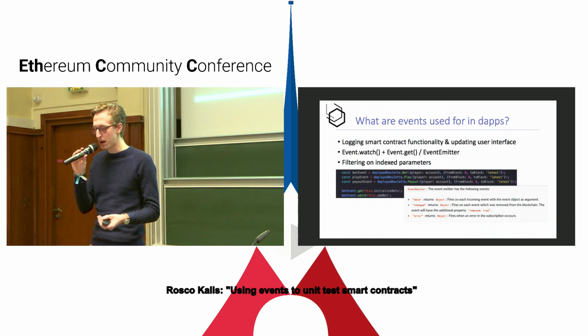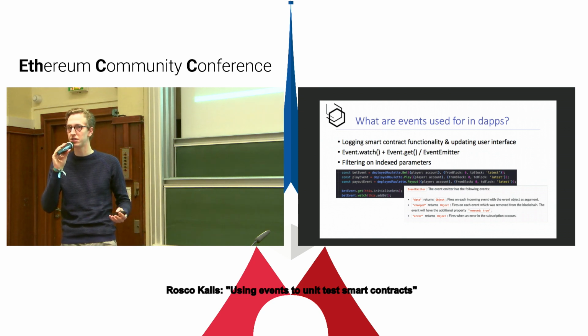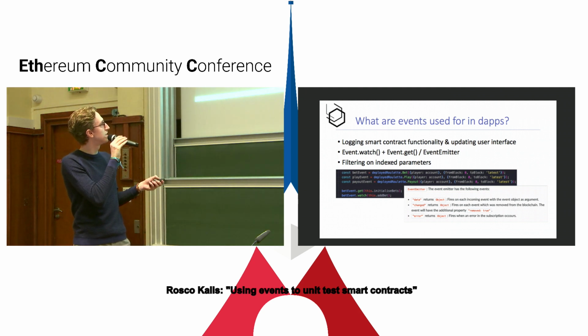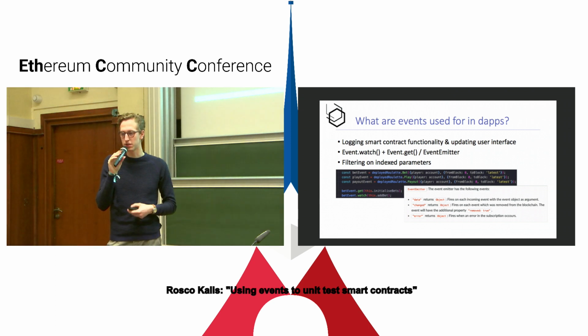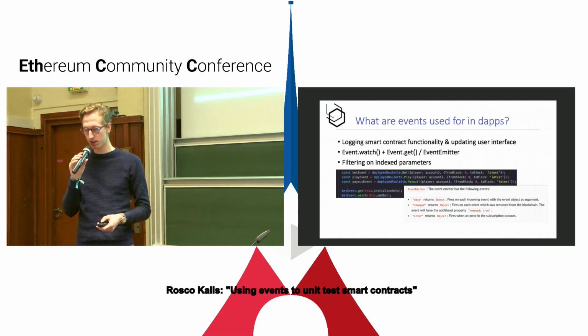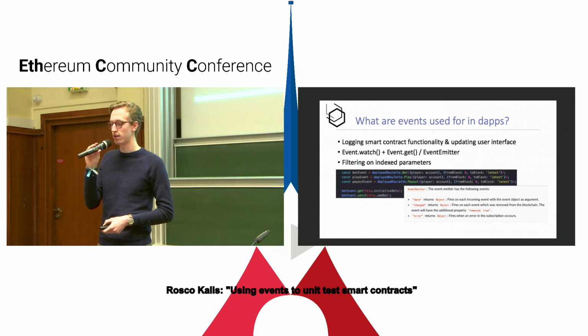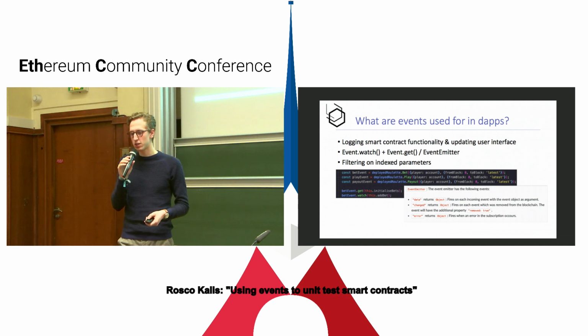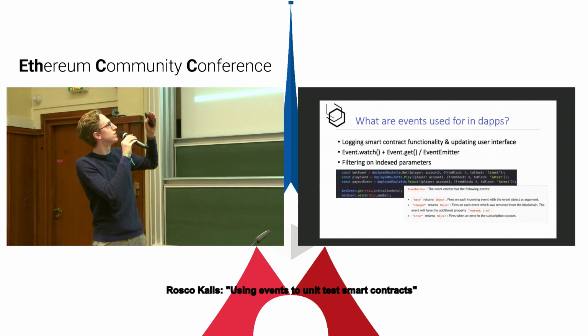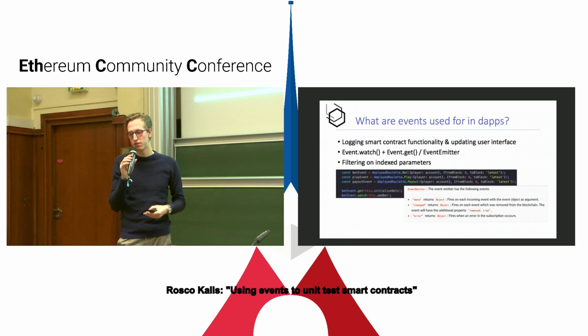We used to be able to do that with event.watch or event.get, which has been updated to this event emitter interface, which makes everything a bit easier, a bit more fluent, and which has been added in Web3 1.0. As we can see in this example as well, we are able to filter only on the events that are emitted for the current player, so for the current account.